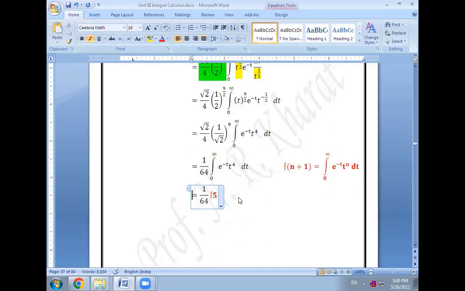That is gamma of 5. And we know that gamma of 5 is nothing but 4 factorial. 4 factorial upon 64, we get a final answer 3/8. In a similar manner, you can try for this example.